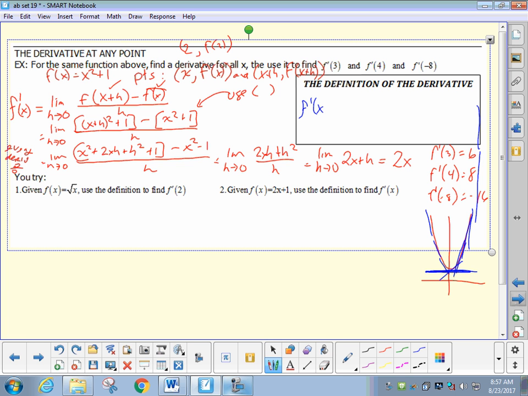F prime at any x is equal to the limit as h goes to 0 of f of x plus h minus f of x over h. Tell me, what does that difference quotient do? What is it there for? Why is it there? I fail as a teacher. I am sorry. Why is it there? It finds the slope between 2 points. Why is the limit there? To make the 2 points get closer together. Okay, slope between 2 points, get the points closer together.